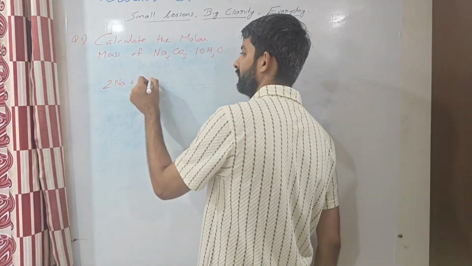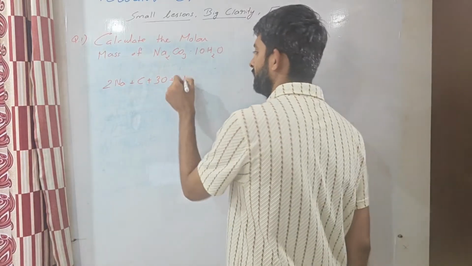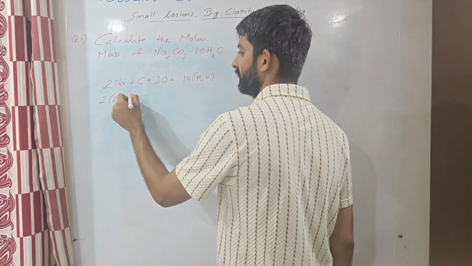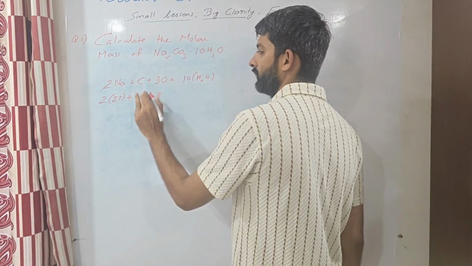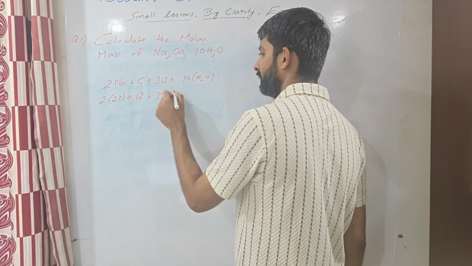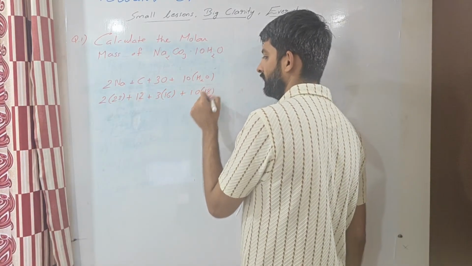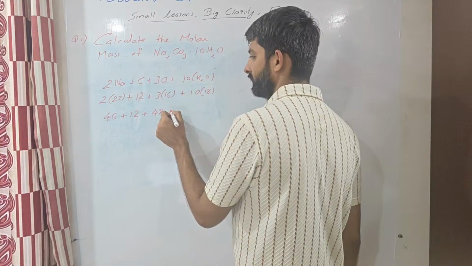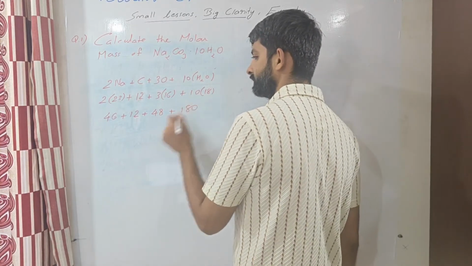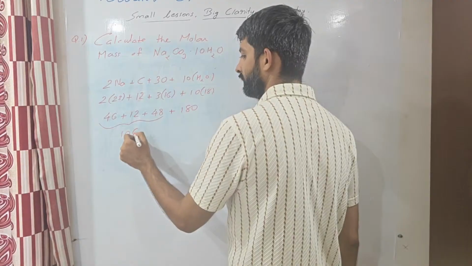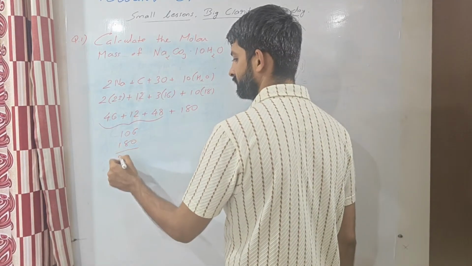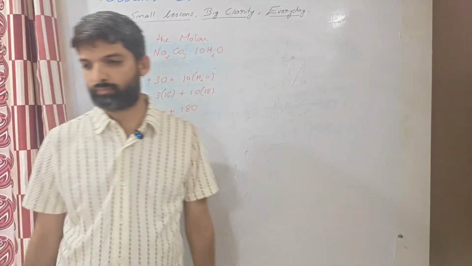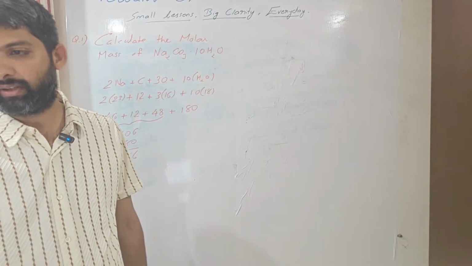2Na plus C plus 3O, and here 10 into H2O. So 2 into 23 plus 12 plus 3 into 16 plus 10 into 18. So 46 plus 12 plus 48 plus 180. So this total will be 106 and this is 180. So 286 is the right answer.